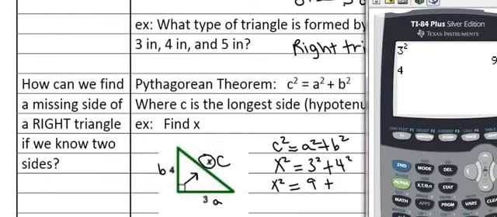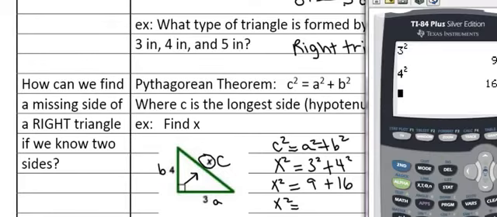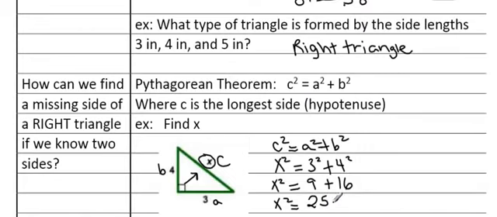4 squared is 16. So that leaves us with x squared equals 9 plus 16, and 9 plus 16 is 25. And now I want to solve for x, which represents the hypotenuse. So I need to get the square root of x squared. That's how we'll undo x squared and leave it as just x. And what you do to one side of an equation, you have to do to the other. So the square root of x squared is going to equal the square root of 25.